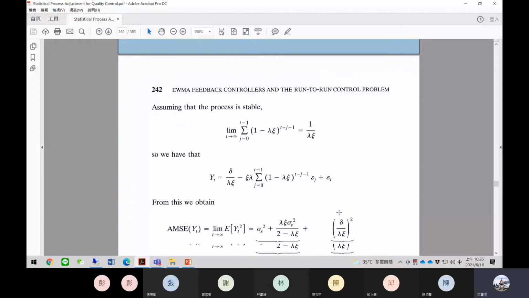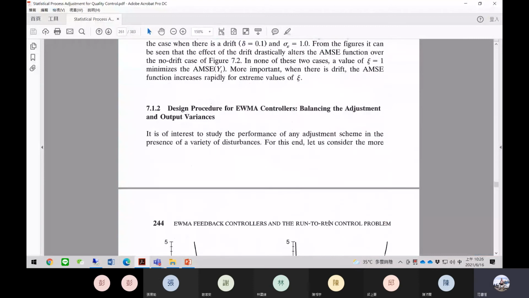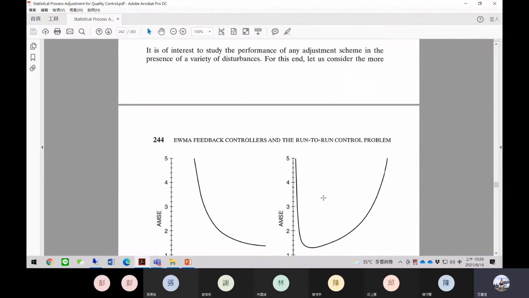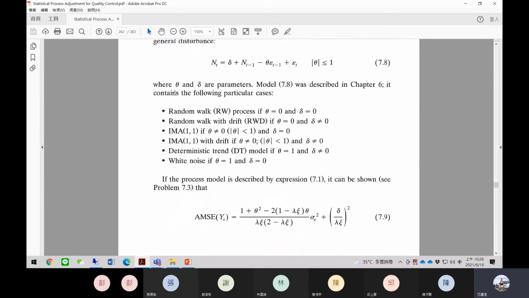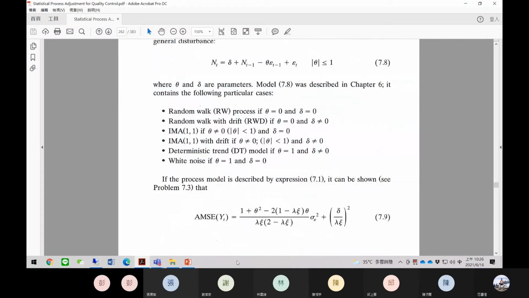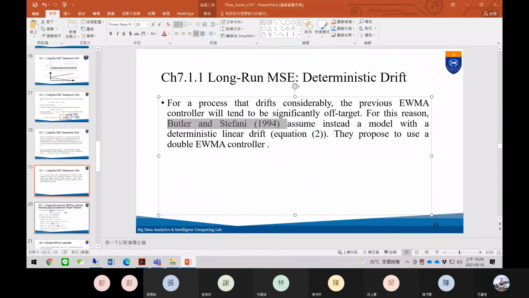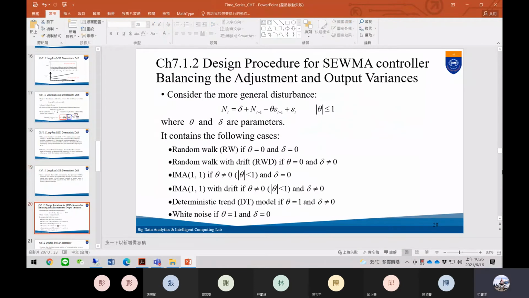Okay, then we'd like to address a little bit about how to design a procedure for the EWMA controller, balancing the adjustment and the output variance. There's some rule right here.